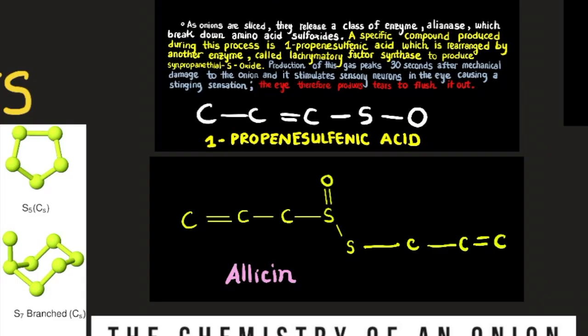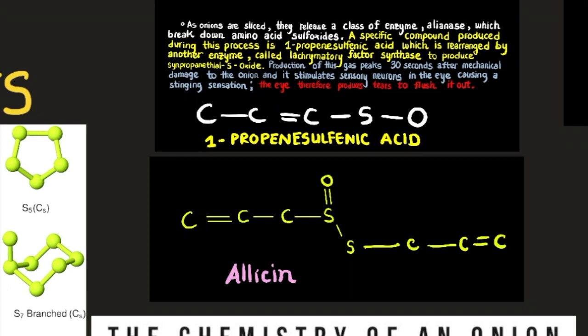Here's just a diagram and a drawing. So as onions are sliced, they release a class of enzyme, alliinase, which breaks down amino acid sulfoxides. A specific compound produced during this process is 1-propene sulfenic acid, which is rearranged by another enzyme called lachrymatory factor synthase to produce syn-propanethial S-oxide. Production of this gas peaks 30 seconds after mechanical damage to the onion, and it stimulates sensory neurons in the eyes, causing a stinging sensation. The eye therefore produces tears to flush it out.